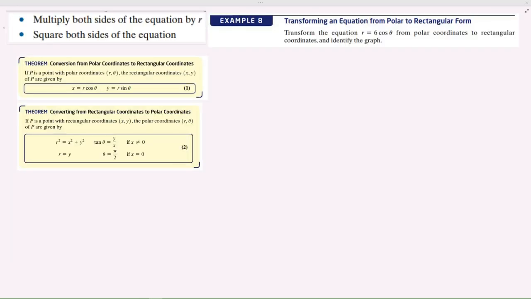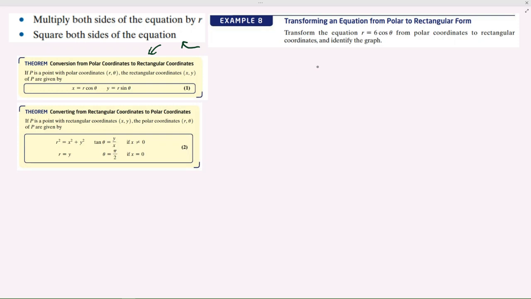Okay, so for this example, here are the tools that we're going to use. Generally, when we're trying to convert equations from polar to rectangular form, you've got these options here. Multiply both sides of the equation by r, or square both sides of the equation, and that is going to be used in combination with equations 1 and 2 here. So remember, x equals r cosine theta and y equals r sine theta. Our goal is to transform the equation r equals 6 cosine theta from polar to rectangular.